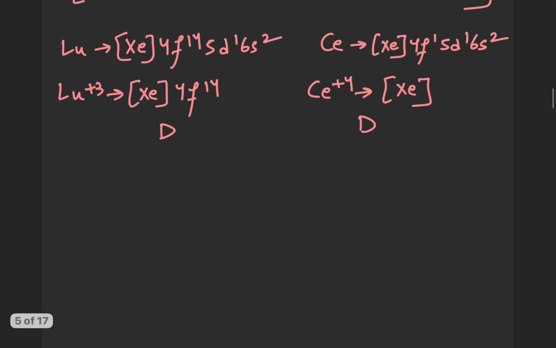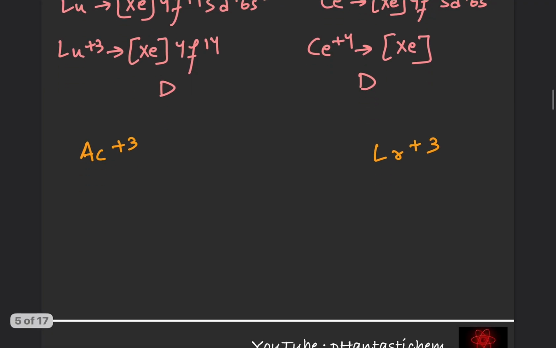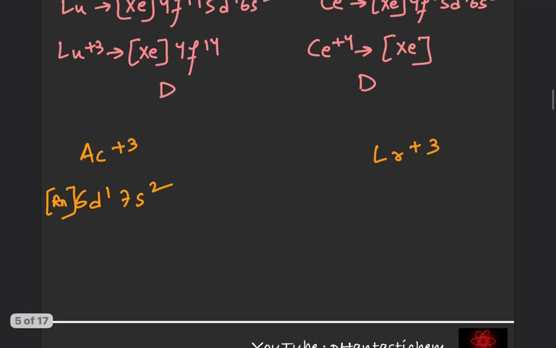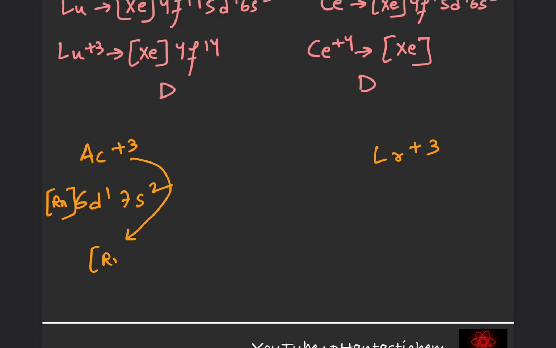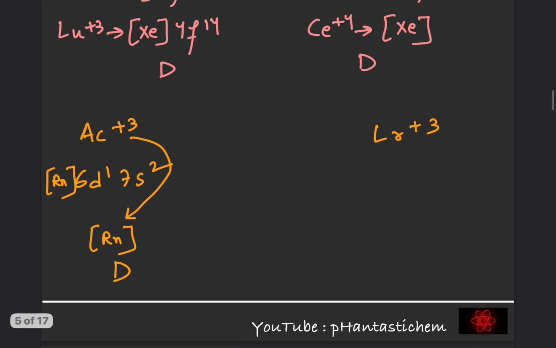And the last pair is actinium+3 and lawrencium+3. So actinium's configuration is 6d1 7s2. Obviously, there is a radon core, and when we remove 3 electrons, we are just left with the radon core. So therefore, the configuration of actinium+3 will be radon. And in a noble gas, all the orbitals are completely filled, and all the electrons are paired. So therefore, this is again going to be diamagnetic.